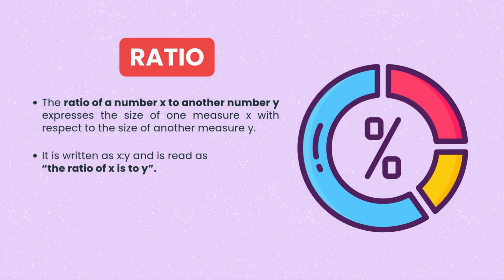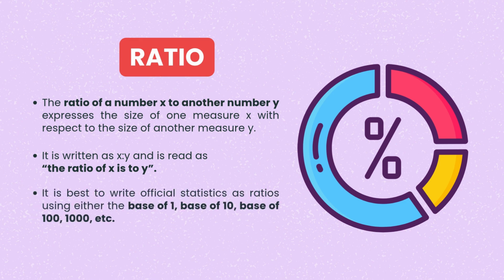Generally, it is written as x:y and read as the ratio of x is to y. It is recommended to write official statistics as ratios using either the base of 1, the base of 10, the base of 100, 1000, and so on.